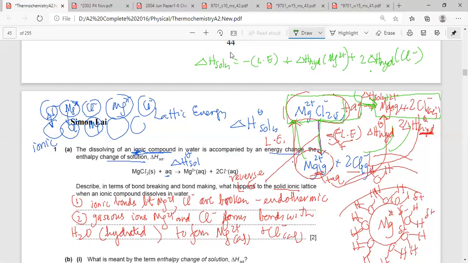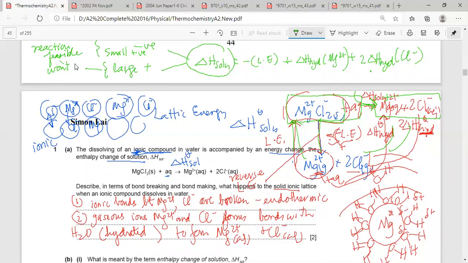Now, for delta H, if it is negative or a very small positive endothermic value, that means it is soluble. That means it will occur, the reaction is feasible. If it's a very large positive value, that means it won't dissolve. That means there's no heat of solution.